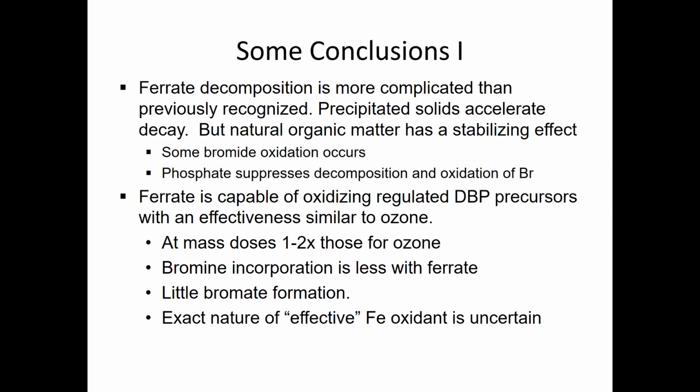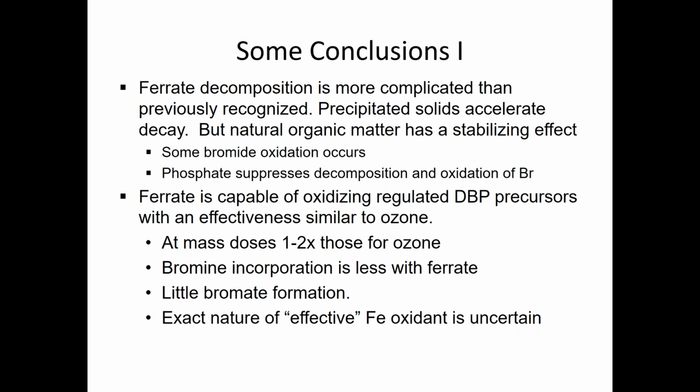And so as a result, you don't get this rapid loss of oxidant with highly colored waters that you do with other types of oxidants. You don't see it as much with ferrate. A downside is that there is a tiny amount of oxidation of bromide that can occur, but far less than you would get with an oxidant like ozone, let's say. And there are substances that can suppress the decomposition of ferrate and the oxidation of bromide. Phosphate is one, but there certainly are other anions in natural waters that can do that too to some extent.